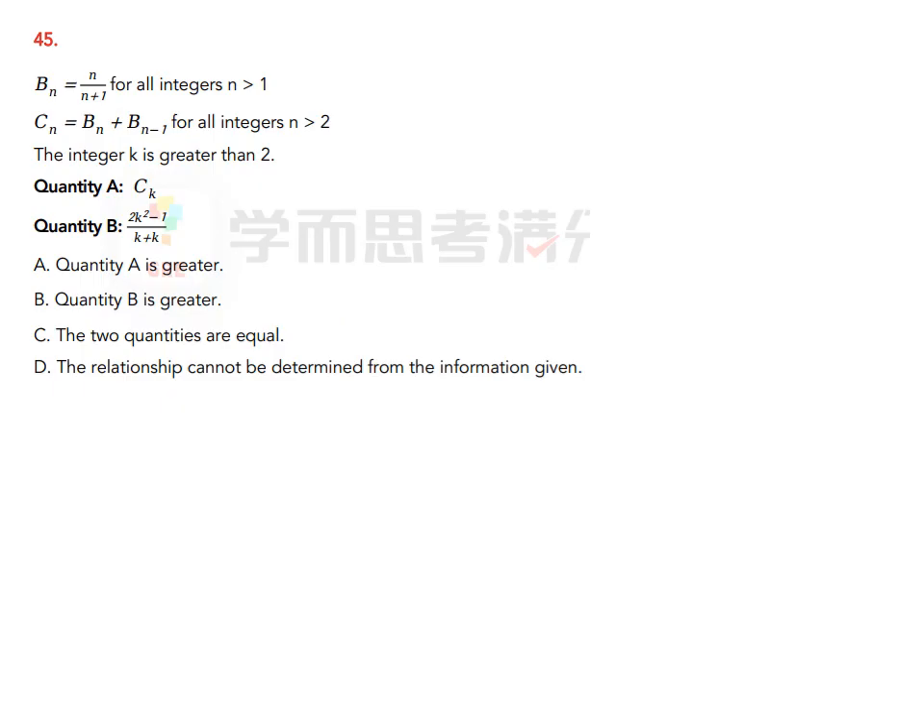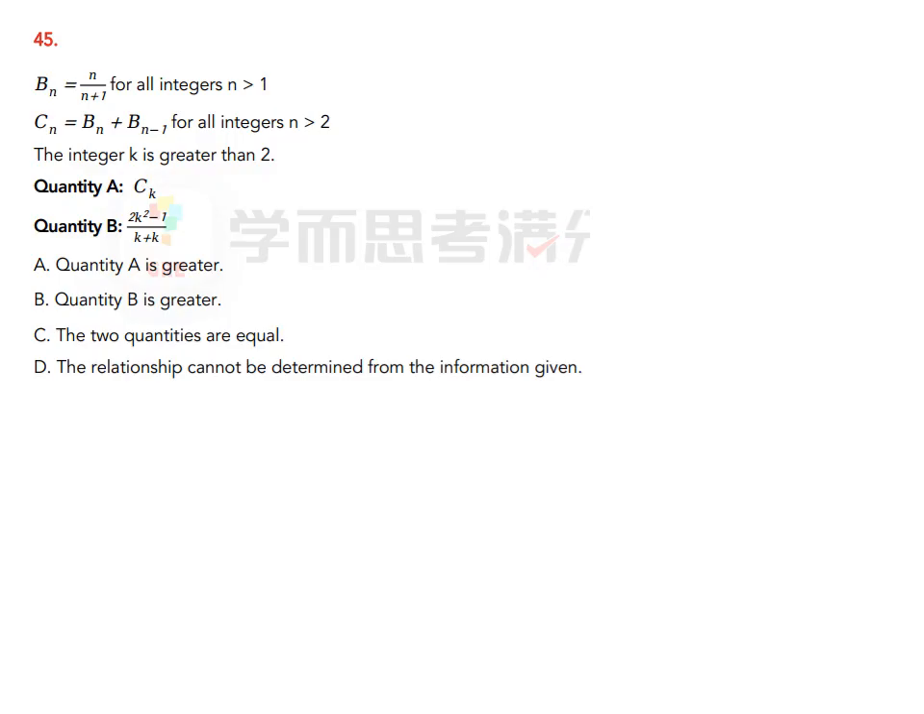Here we are given two equations with conditions. So Bn equal to n by n plus 1 for all integers n greater than 1, and Cn equal to Bn plus Bn minus 1 for all integers n greater than 2. The integer k is greater than 2. We need to find out the value of Ck and the value of (2k square minus 1) divided by (k plus k).